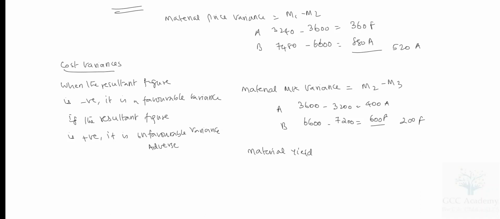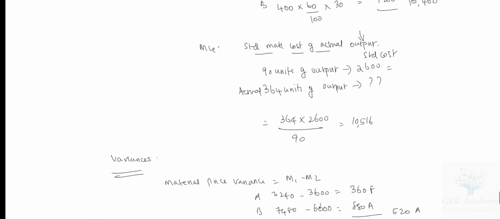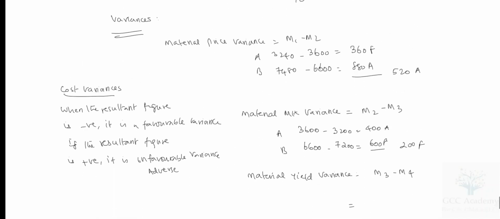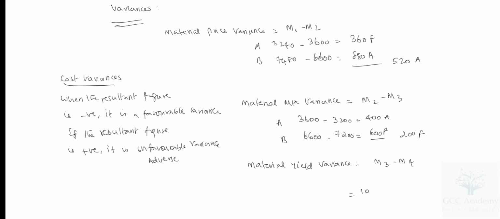Yield is to do with your output. The formula for yield variance is M3 minus M4. In this case you can go by total because M4 is available in total. So M3 total is 10,400, and M4 total we just now got 10,516. So negative means, as I said, it's favorable.